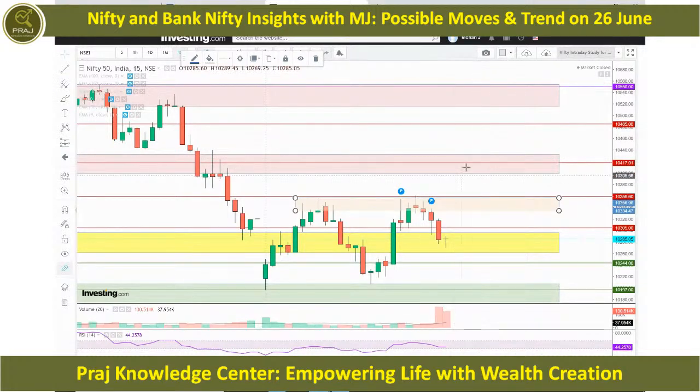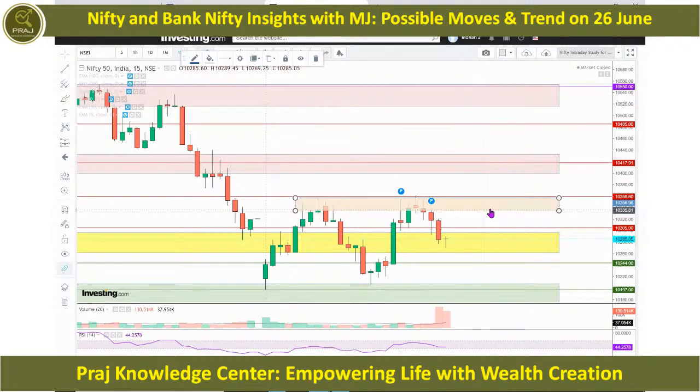Watch out at this place for the reversal. If Nifty reverses, then take a short trade, having a target of this zone of 10,334 to 10,359, because Nifty will take a support here.